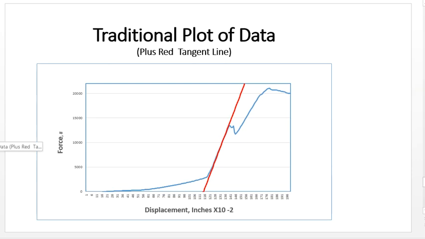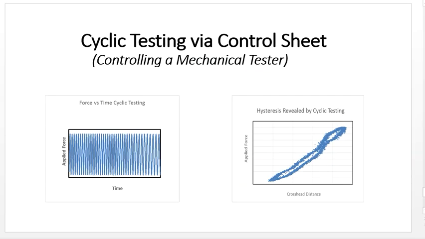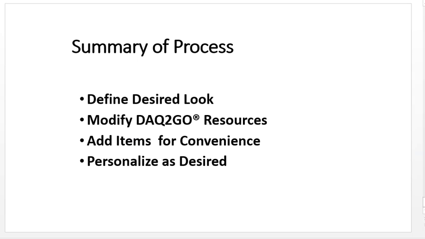The result, of course, gave us traditional plots of the data, which was the force versus distance. And then we used the control sheet to even do cyclic testing, and we could see hysteresis performance on some samples. So, in summary, the process for using DAQ2GO is just define the look that you want, go get the resources from DAQ2GO workbooks that are around, add the various items that you'd like, and personalize it a little bit. That's really all there is to this.